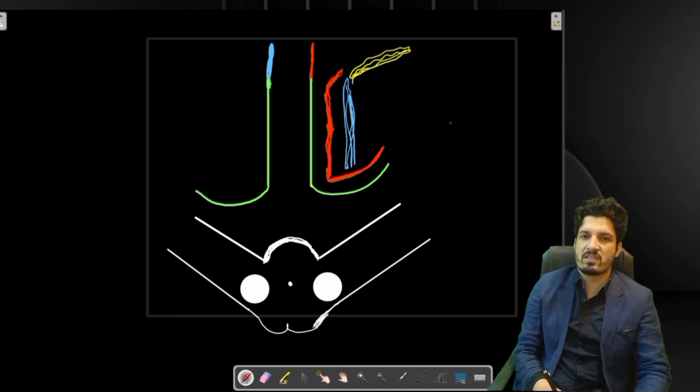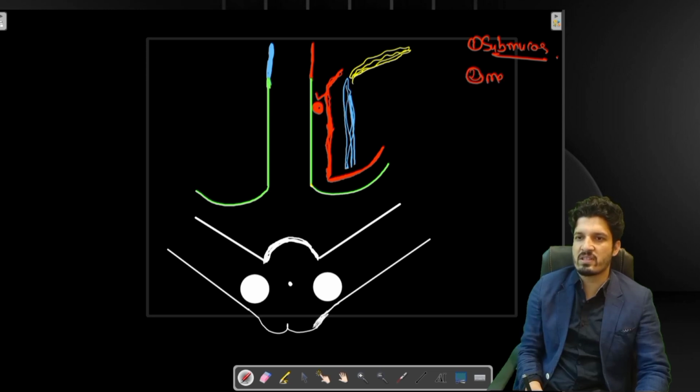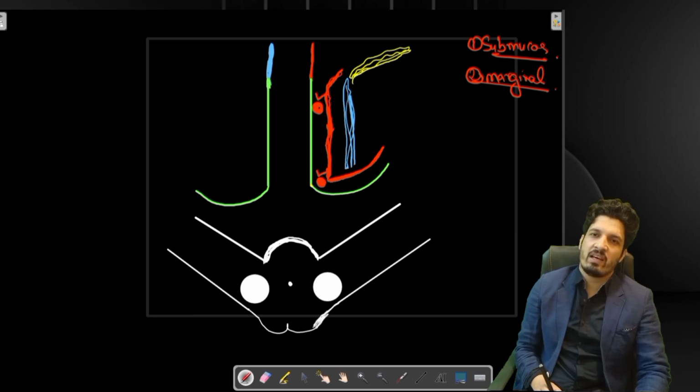The very first abscess which I am going to discuss is the submucous abscess. Here I am going to mark this. It lies just below the mucosa, exactly at this point. Then the second type of abscess is known as the marginal abscess. It is present exactly at this point in the perineal space at the anal verge.